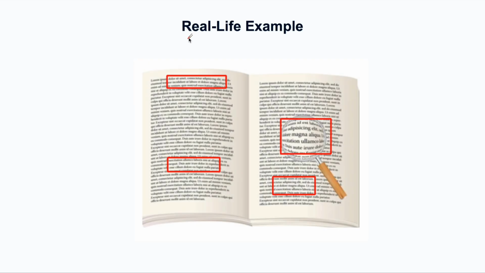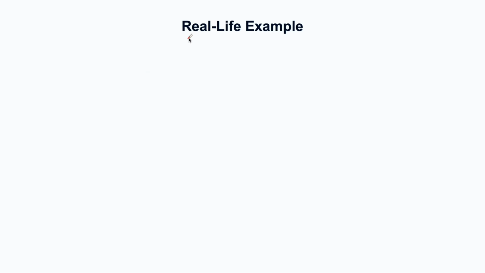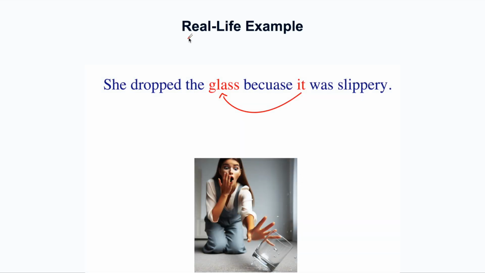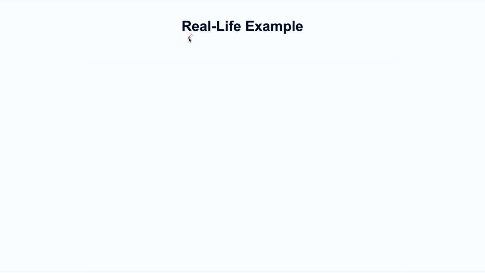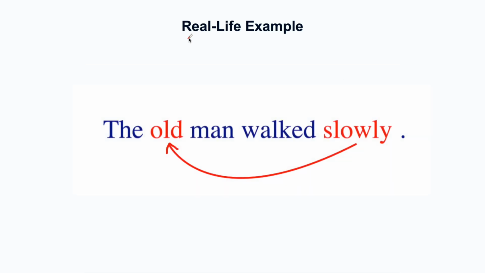Let us understand this self-attention mechanism with a real life example. Imagine you are reading a book. When you are reading a book, you don't treat every word equally. Instead, you naturally pay more attention to certain words or phrases depending on what you are trying to understand. For example, when you are reading a dialogue, you might focus on who is speaking. If a sentence says, she dropped the glass because it was slippery, you think back to the glass and understand what it refers to. If the story says the old man walked slowly, you might focus on the old and understand why he is walking slowly.